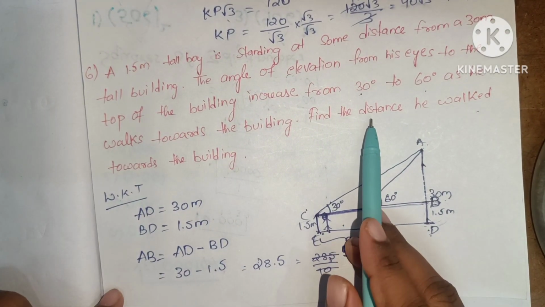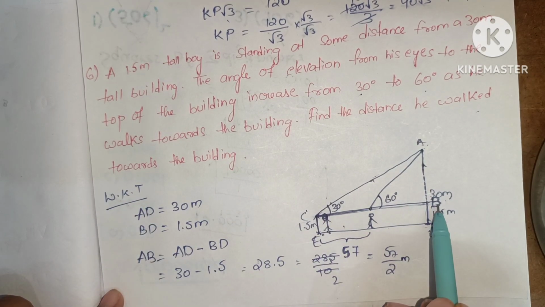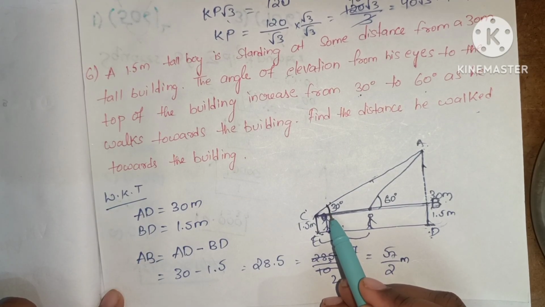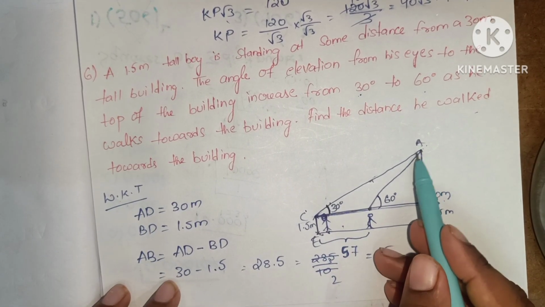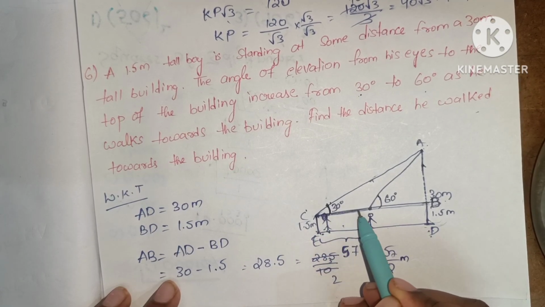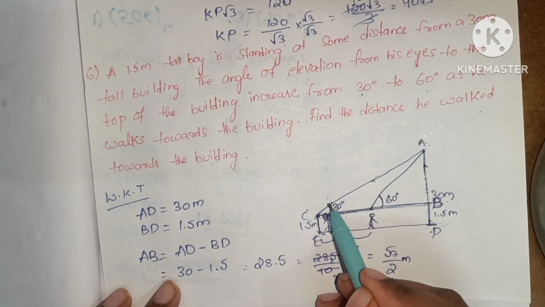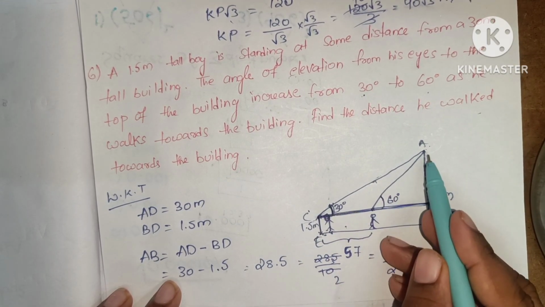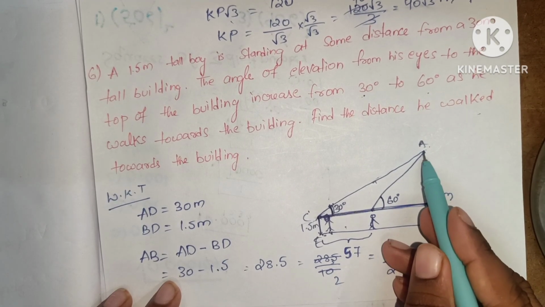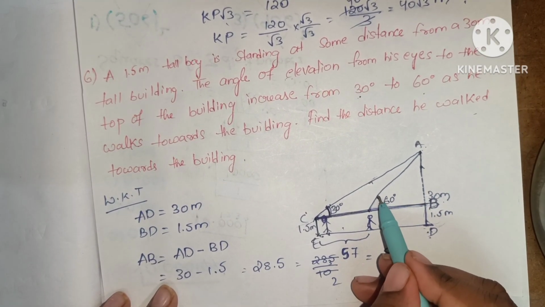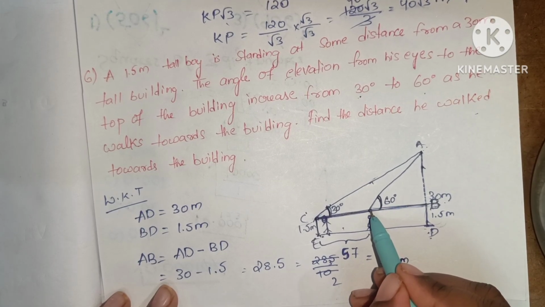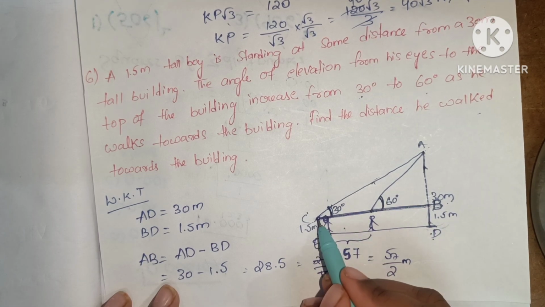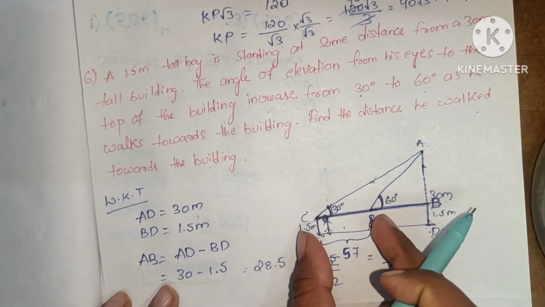Now he has to find the distance he walked towards the building. So first let us take this angle. After that we will take the other angle. If you take this angle, you will get which length? This total length. With the help of this angle you have to find BC. Next, take this angle and this triangle, and with the help of this angle find this adjacent side value. Then what you will do, total side minus this side, then you will get this side.